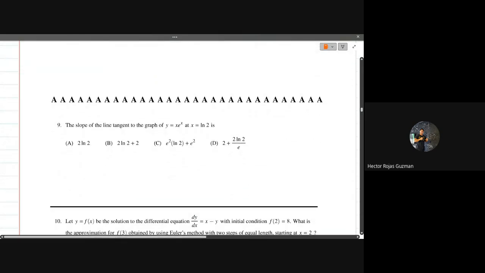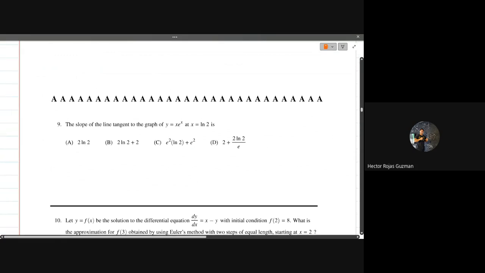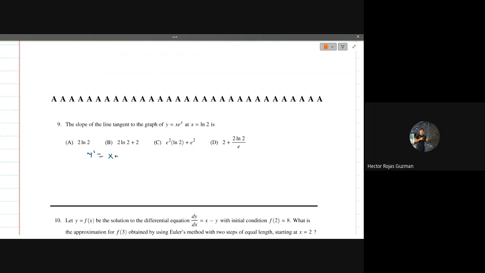Number 9. The slope of the tangent line to the graph at x equals ln of 2 is which of the following? Okay. Let's take our derivative while doing our product rule. So the first times the derivative of the second plus the second times the derivative of the first. Plug in your ln of 2. Okay, simplify. e with the natural log, they cancel each other out. So that leaves us with a 2. And if you look at your choices, it looks like it's option B. That is the slope of the tangent line.